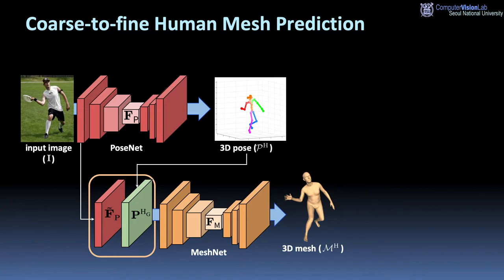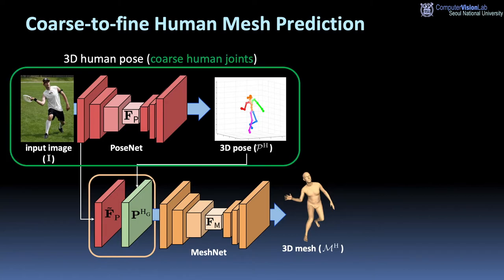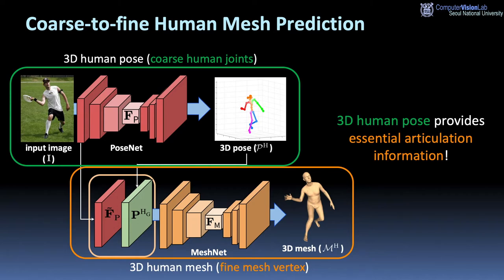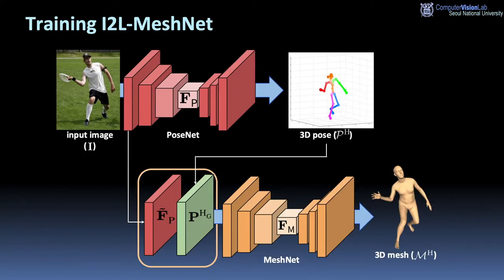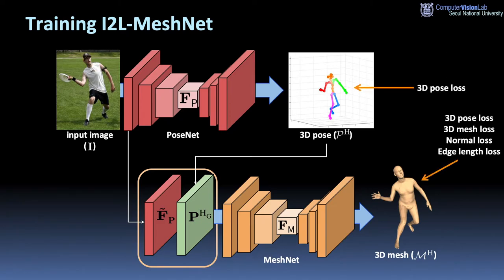For the effective 3D human mesh estimation, we design our system in a cascaded structure, which consists of PoseNet and MeshNet. PoseNet outputs 3D human pose, which is a set of coarse human joints. From the extracted image feature and the estimated 3D pose, MeshNet outputs 3D human mesh, which is a set of fine mesh vertex. We observe that 3D human pose provides essential articulation information to MeshNet. We train I2L MeshNet in an end-to-end manner, using 3D pose loss, 3D mesh loss, normal loss, and edge loss.